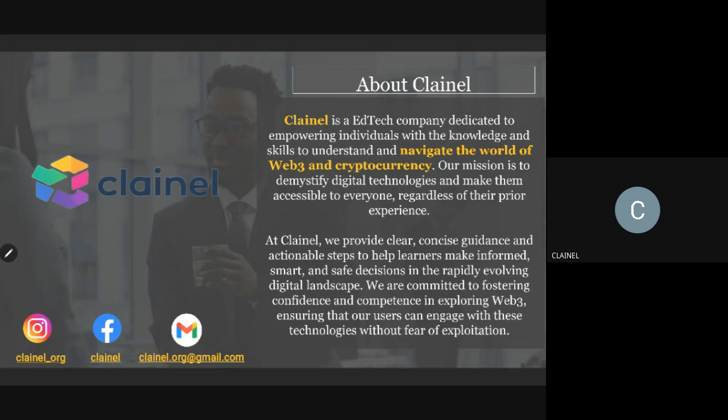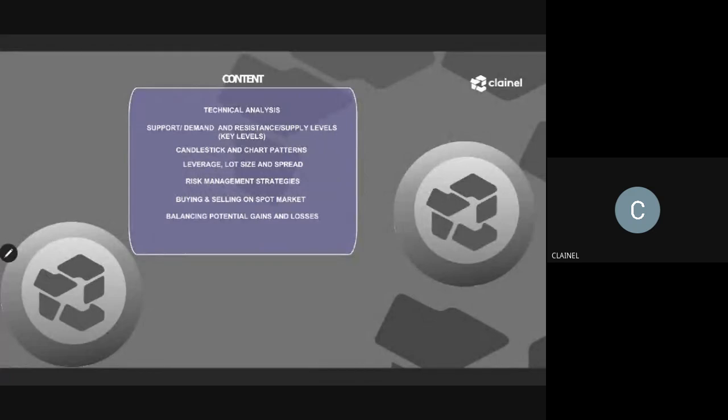So moving on with the curriculum of today, our contents. In today's campus tour, we're going to be touching each of these topics: technical analysis, support, demand, resistance, supply levels, or you know them as key levels, candlestick and chart patterns, leverage, lot size and spread, risk management strategies, buying and selling on the Forex markets, and balancing potential gains and losses.